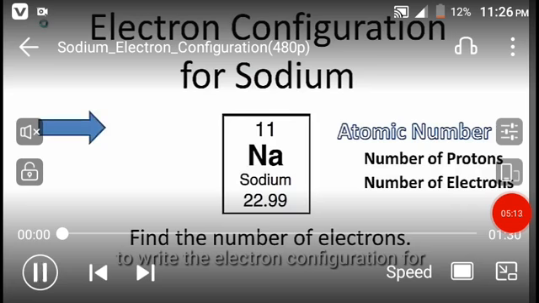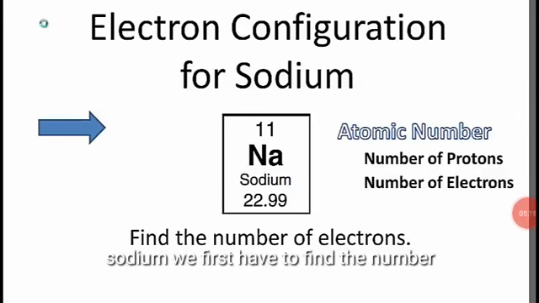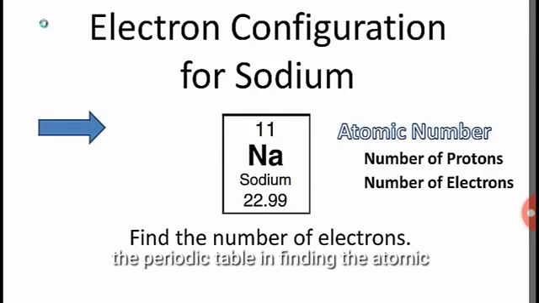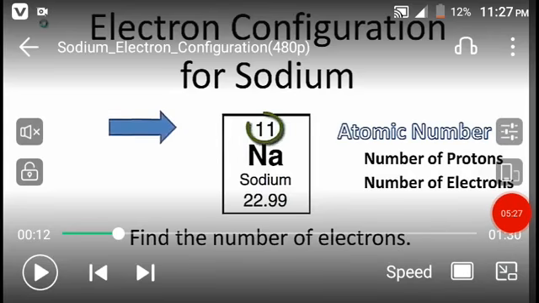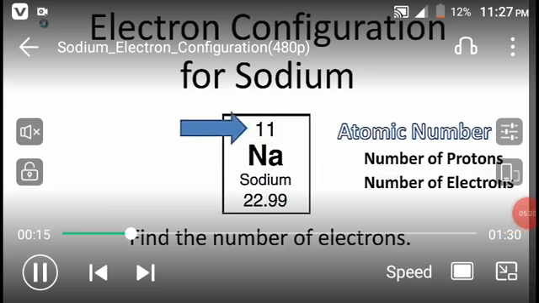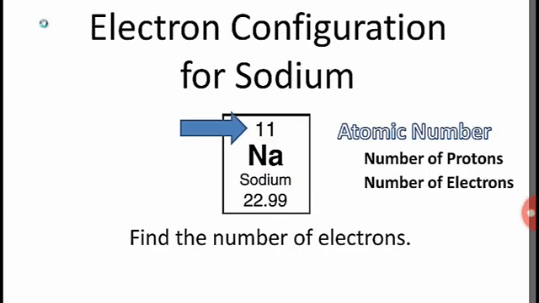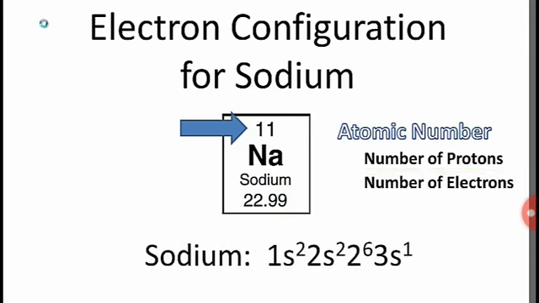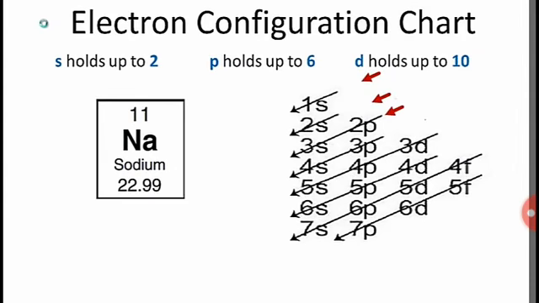To write the electron configuration for sodium, we first have to find the number of electrons around the nucleus of the sodium atom. We can do that by looking at the periodic table and finding the atomic number. That's the number above the element symbol on the periodic table. It represents the number of protons, but it also represents the number of electrons. And once we have those electrons, we can write the electron configuration for sodium. We'll use the table on the right to write the configuration.